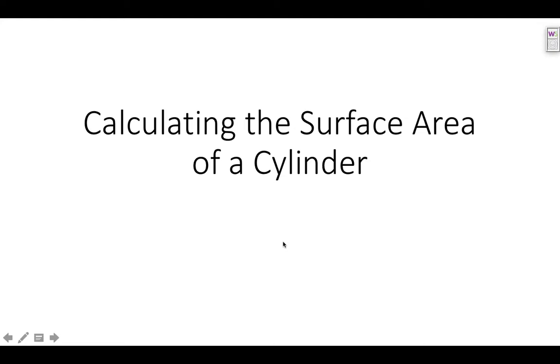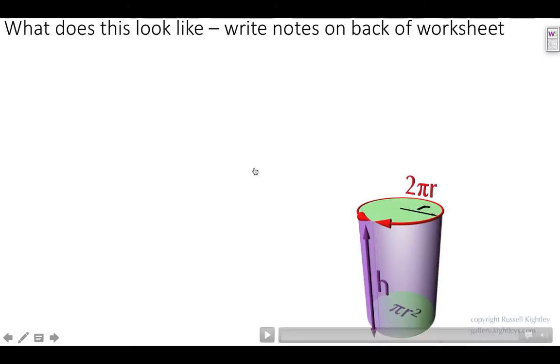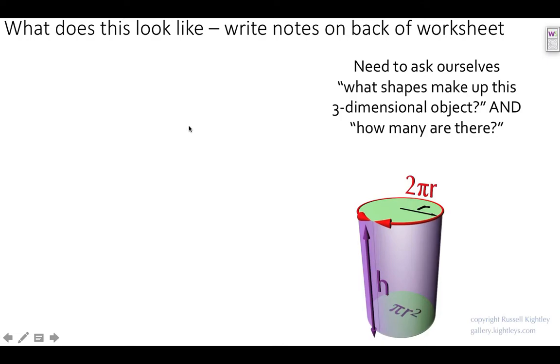Today we're going to be talking about how to calculate the surface area of a cylinder. When you think about a cylinder, we need to consider what this looks like if we were to break this apart into the shapes that make up the outside of a cylinder. We need to ask ourselves what shapes make up this 3D object and how many are there.